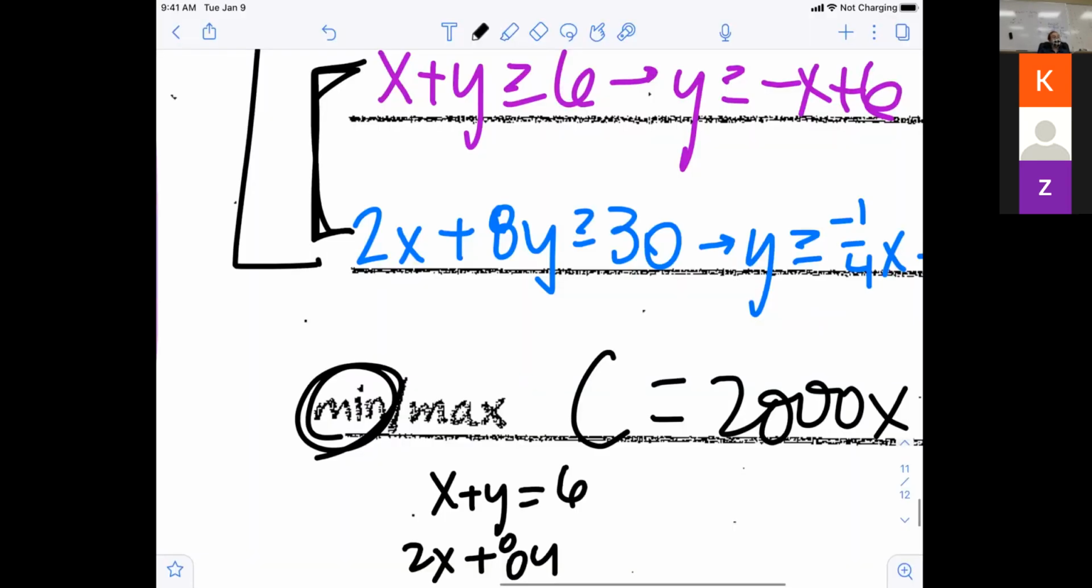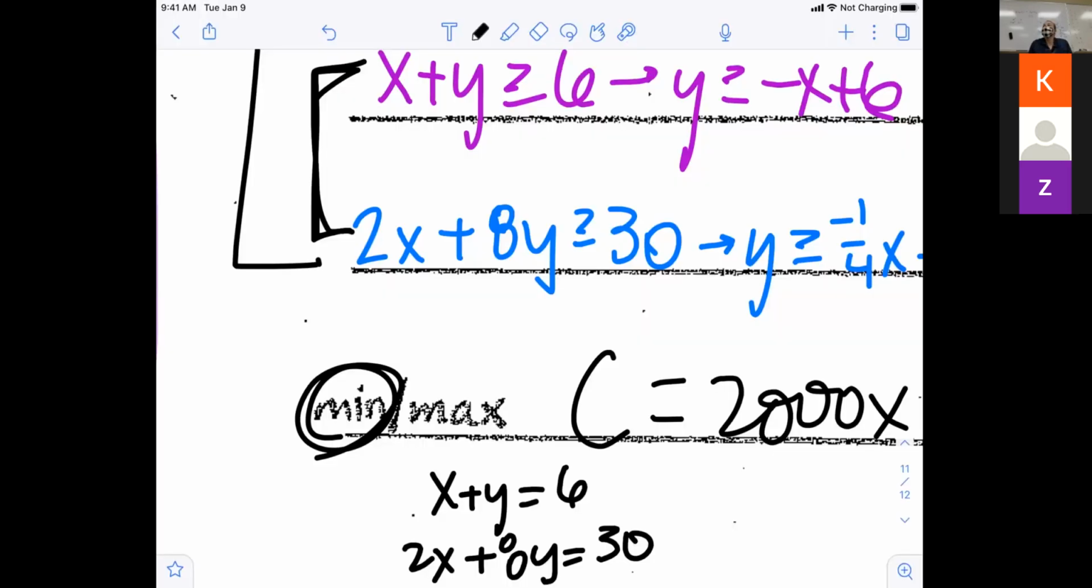We can do elimination or we can do substitution. Does anyone have a preference on whether we substitute or eliminate? No preference? We did elimination a minute ago. Let's do an example of substitution.